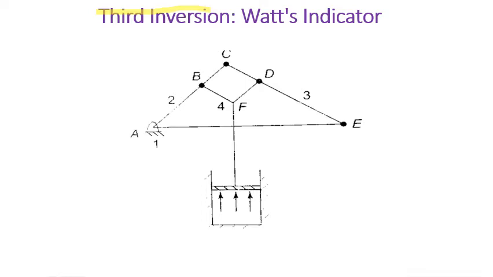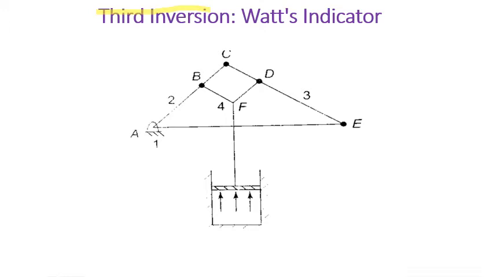It consists of four links, as you can see in the figure. This is link number one, which is fixed, link number two, link number three, and this lever is link number four. The point E is connected to the piston, whose displacement is directly proportional to the gas or steam pressure in the cylinder.